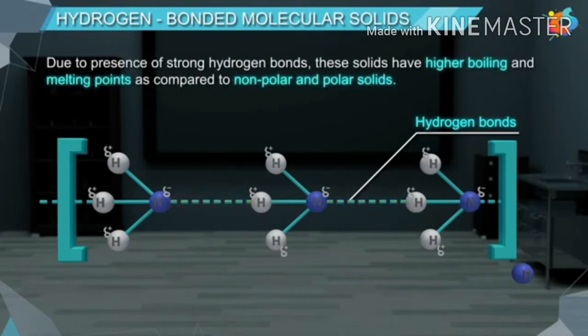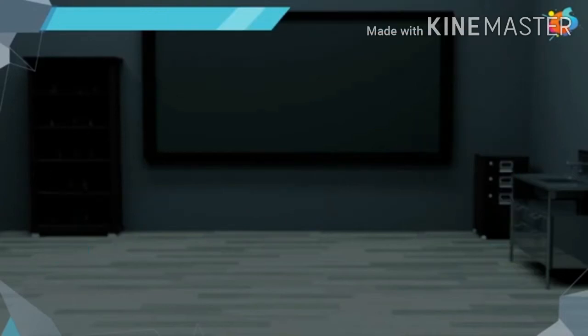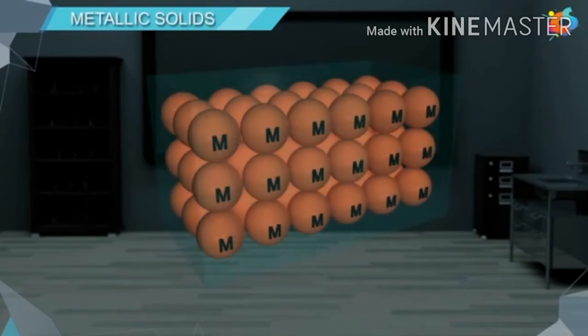Due to the presence of strong hydrogen bonds, these solids have higher boiling and melting point when compared to nonpolar and polar solids. These solids are poor conductors of electricity and they exist as volatile liquids or soft solids at room temperature and pressure. Let us consider metallic solids.